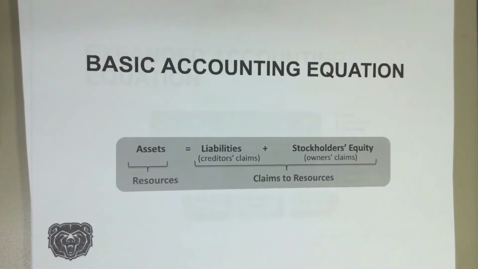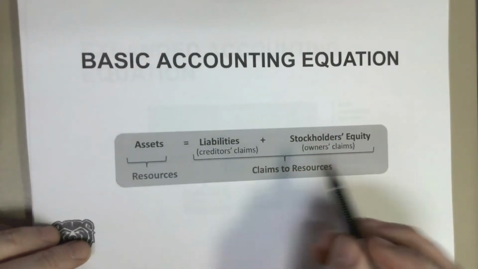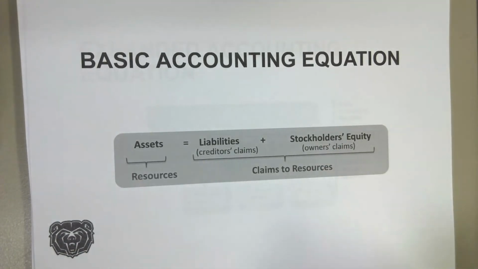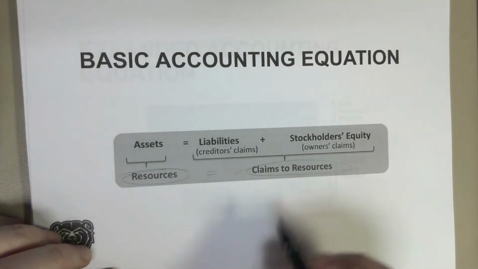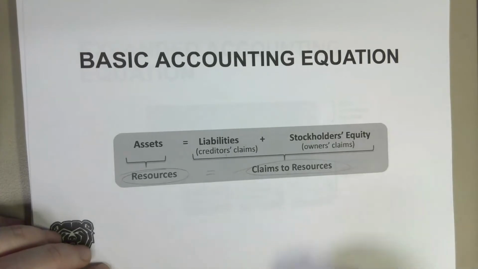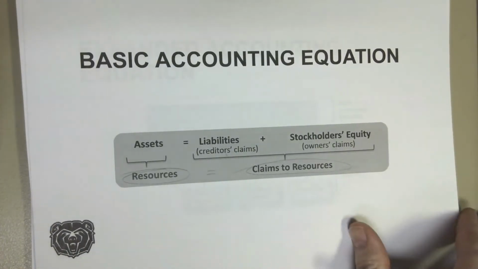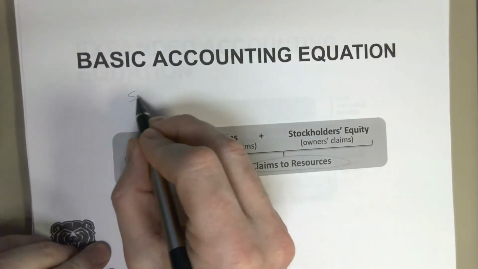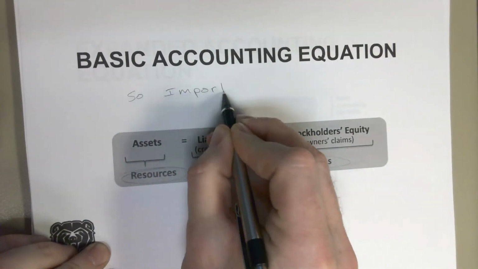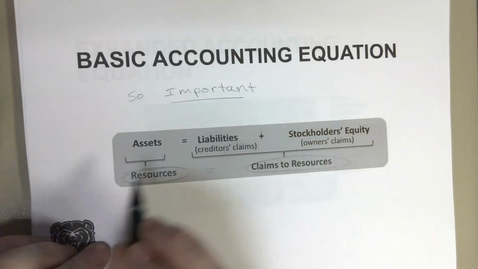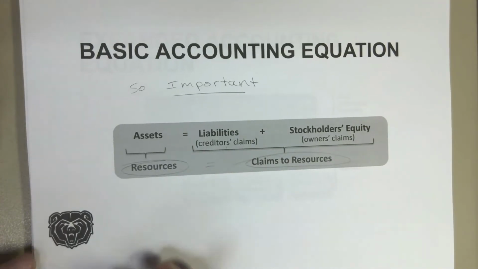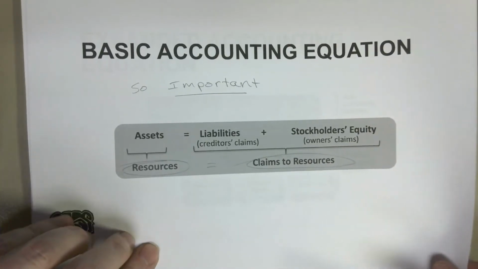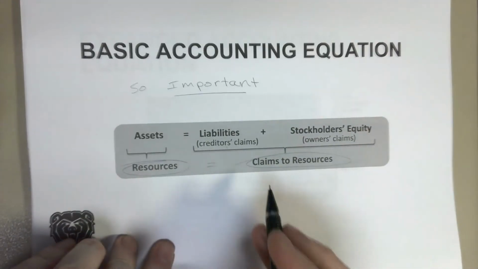So once again, just reiterating the basic accounting equation: assets equal liabilities plus stockholders' equity, or as we've said several times at this point, your resources equal the claims to those resources, whether those claims are from creditors or from owners, shareholders, that sort of thing. So again, this is so important. You need to be familiar with this equation. Not just memorize it, but understand it, because a lot of what we're going to do in this class is simply talking about the impacts that different transactions have on this accounting equation.